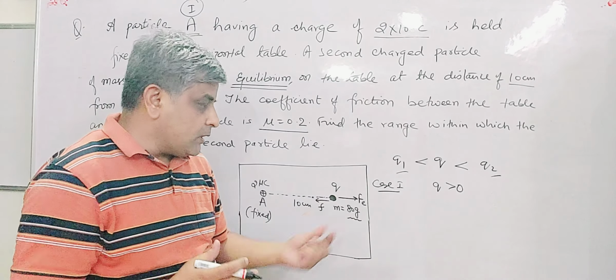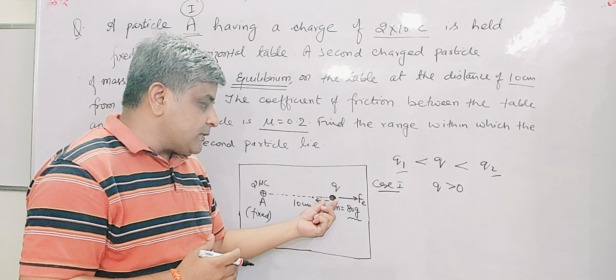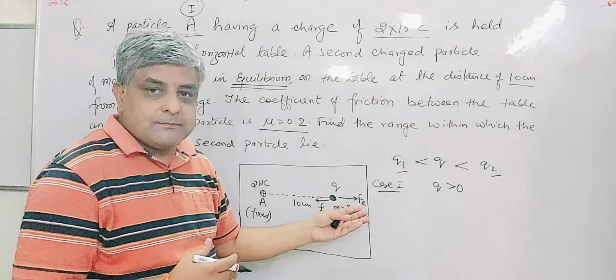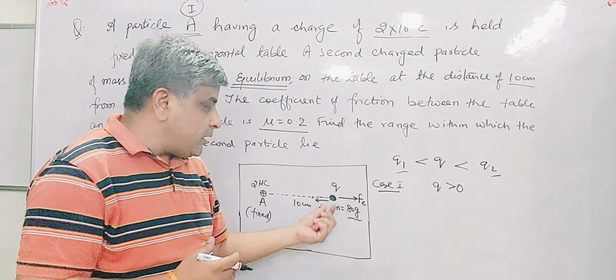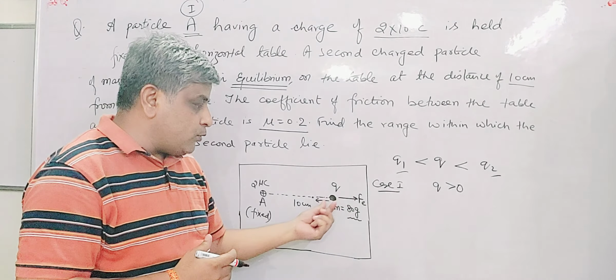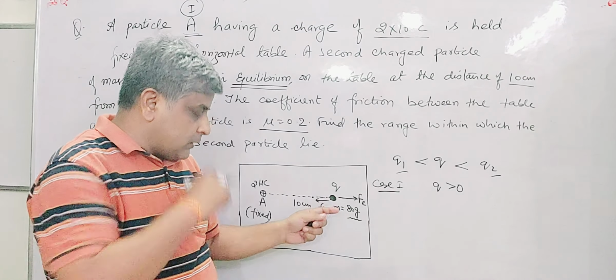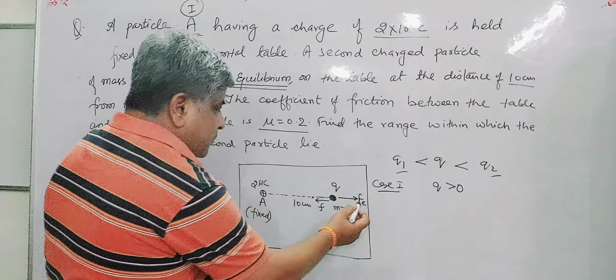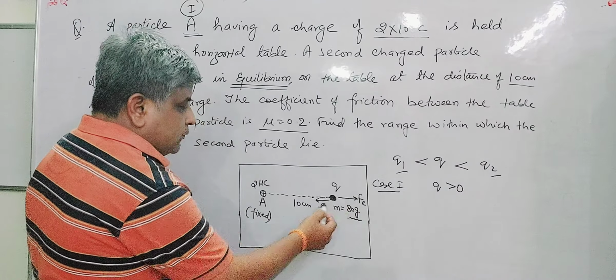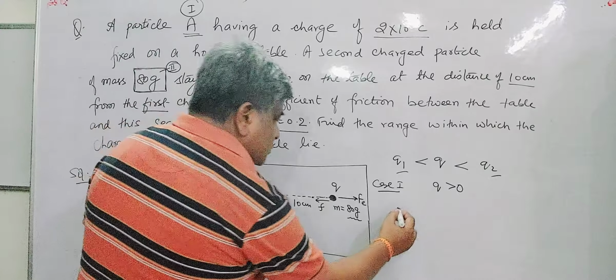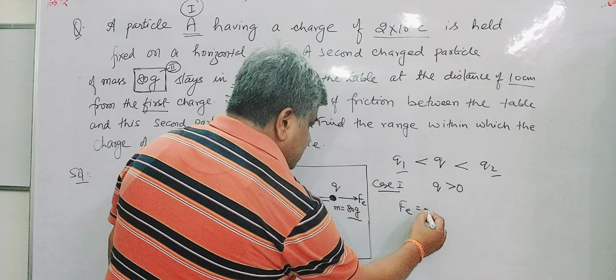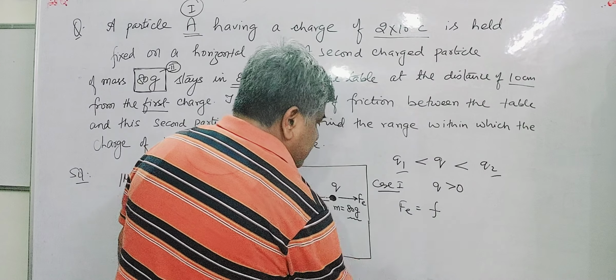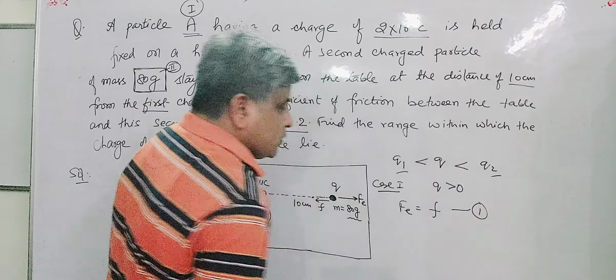Tending motion means if a particle is tending to move towards right, then the friction will oppose it in the opposite direction. So now, in the case of equilibrium, both the electrostatic force and the frictional force will be equal. So see, Fe will be equal to this frictional force F. So this is our condition of equilibrium.